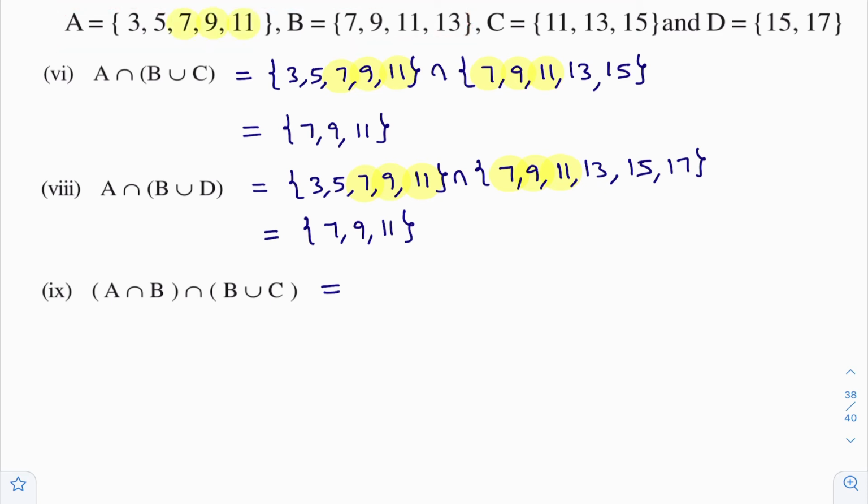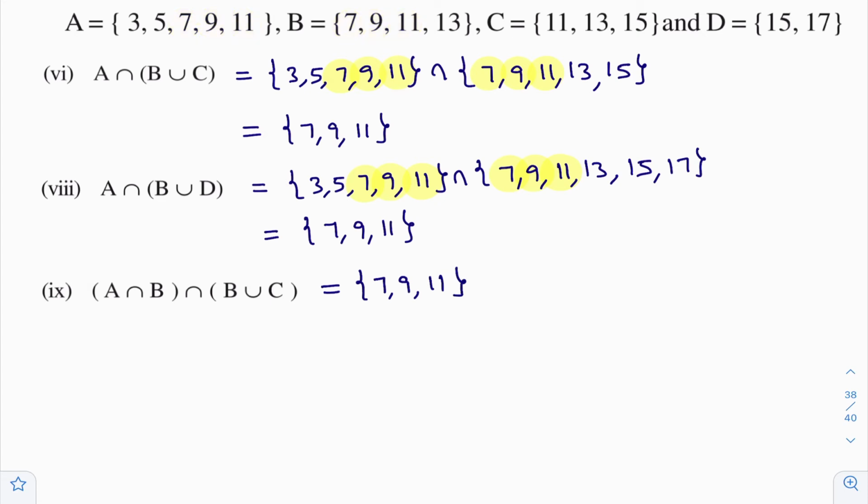7, 9, 11. These are the elements which are common in both. Correct? So I'll write directly here. What is A intersection B? A intersection B is 7, 9, 11. I hope you understand. Right.